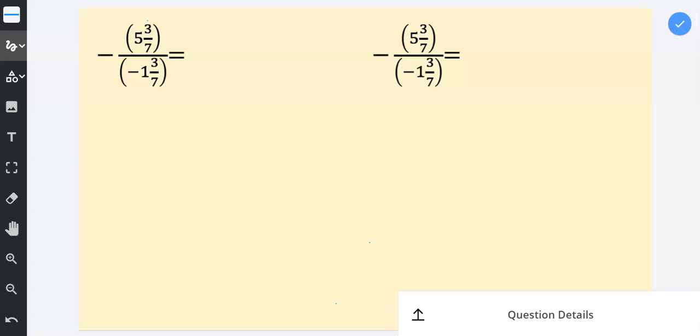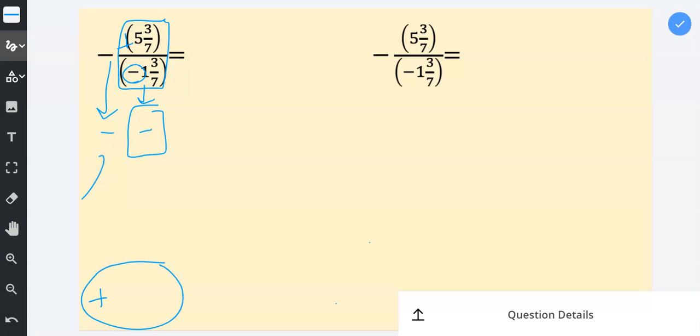The first thing I'm going to do is figure out if the final answer is a negative or positive. So I'm going to focus on the 5 and 3/7, that positive number, being divided by this negative 1 and 3/7. Well, positive divided by a negative would be a negative answer. Then we have another negative out in front of that negative number. Well, if you have a negative negative, that means your answer is going to be positive.